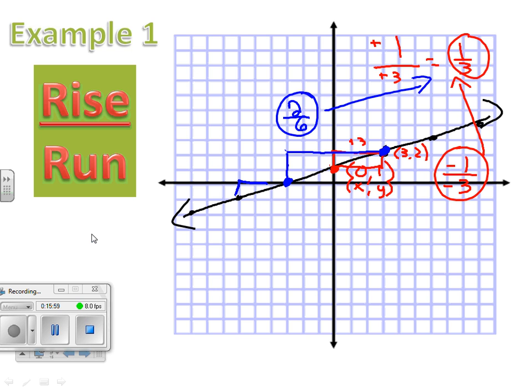Up 1 over 3. Up 1 over 3. Up 1 over 3. Do you understand? Same thing like this: negative 1, negative 3. It's the same thing. It doesn't matter what 2 points you pick, and it doesn't matter which one you start at. You only need to pick 2 and go from there. Okay? Does that make sense?